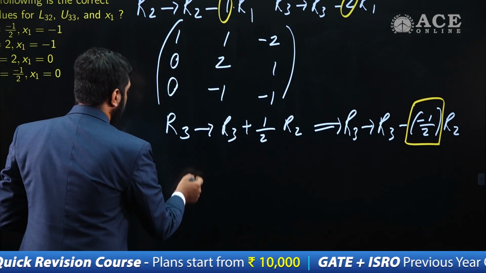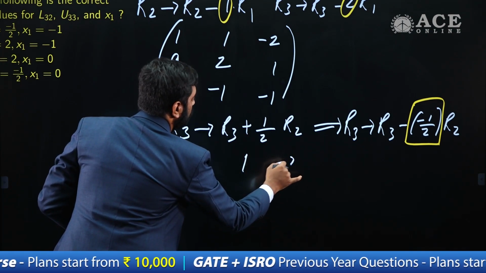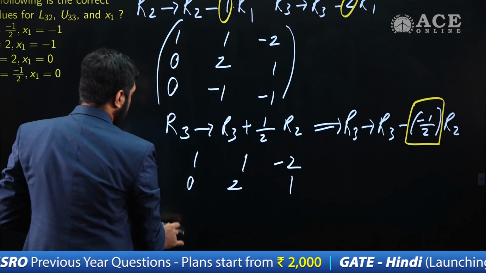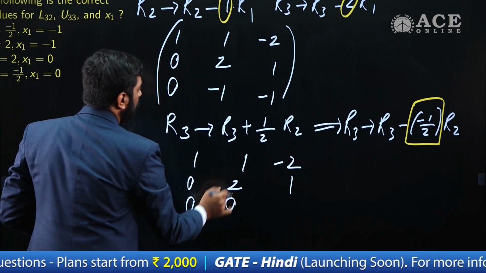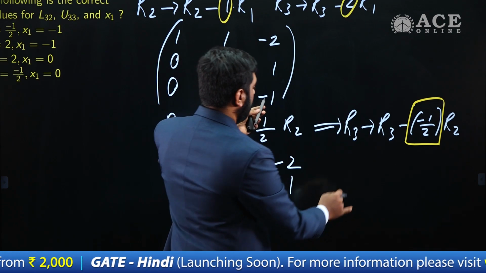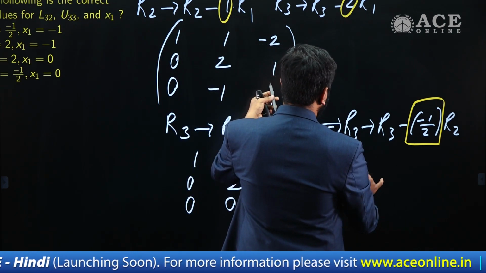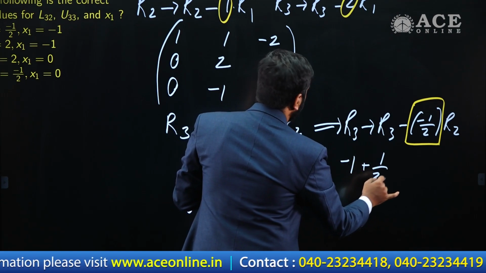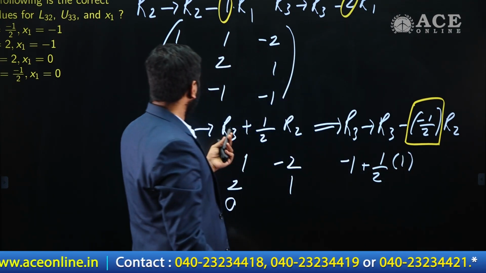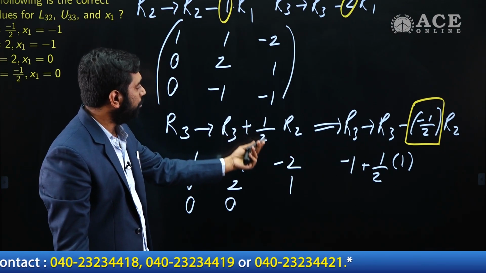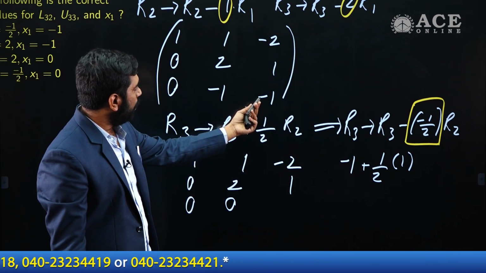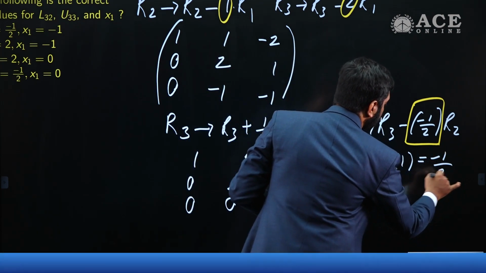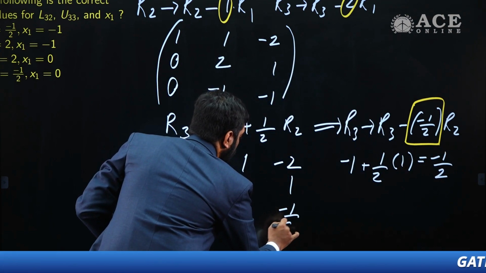The final step, that is 1, 1, minus 2. The second row is also retained, it's unchanged: 0, 2, 1, and then 0, this is 0, and then what? Will I write this clearly? Minus 1 plus 1 by 2 into what? 1, right? See here, R3 is replaced with R3 plus 1 by 2 times R2. So it's minus 1 plus 1 by 2 times this element. So how much is this? Is it minus 1 by 2? Yes. So this is minus 1 by 2.